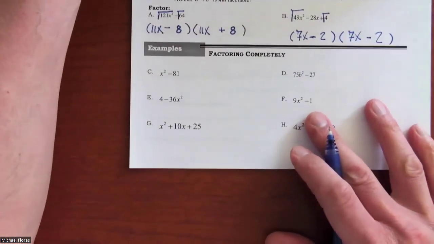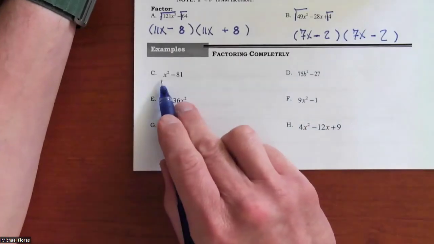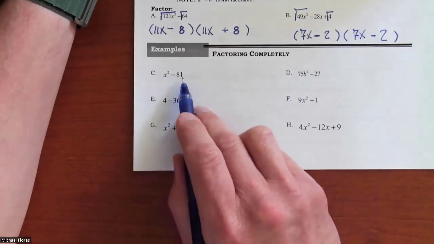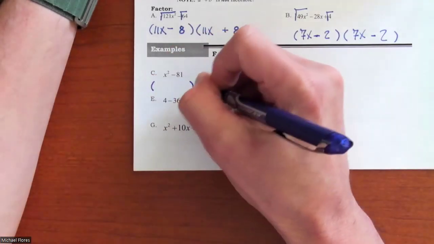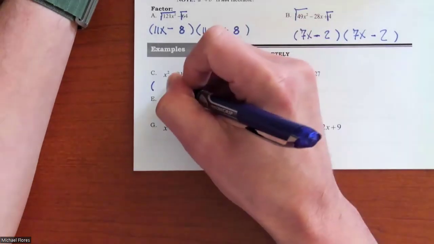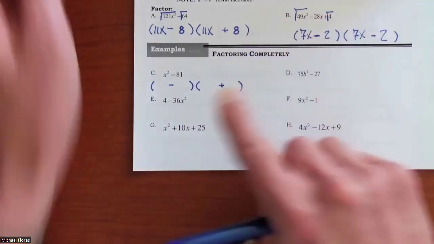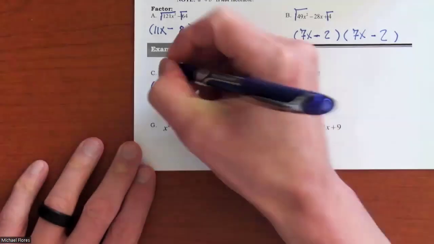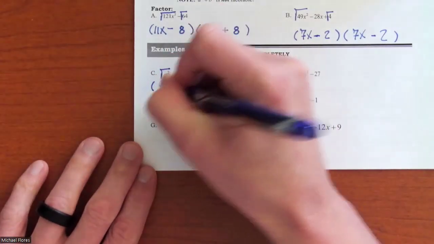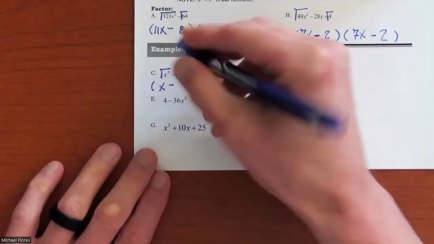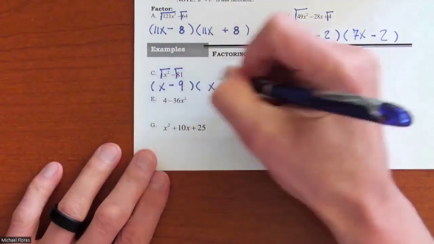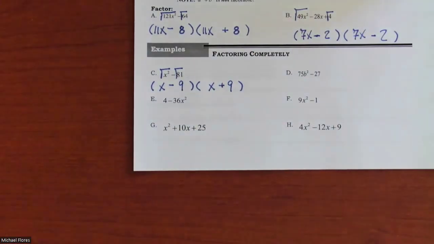All right, example C. Perfect square, term A. Perfect square, term C, separated by a minus. This is a difference of perfect squares. To fill in these two spaces, take the square root of term A. To fill in these two spaces, take the square root of term C. Done.